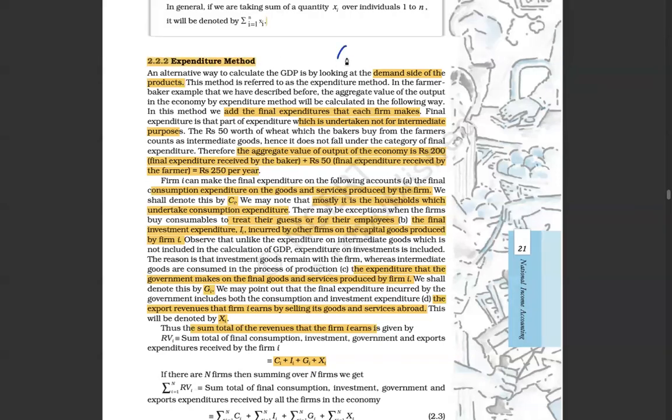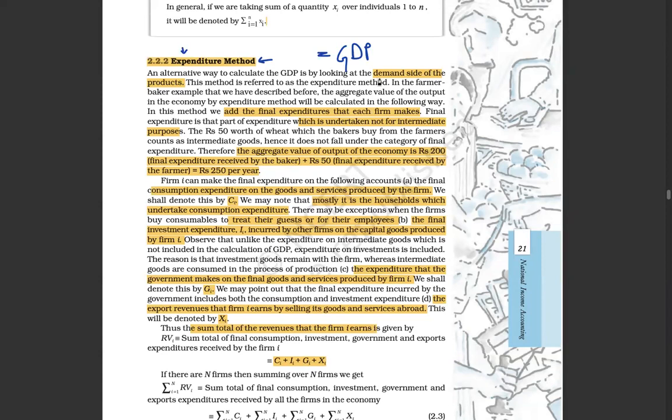So since we're talking about GDP calculation and here the method name is expenditure method, the basic idea that you can try to decipher by reading the name itself is that we'll be totaling the entire expenditure being done in the economy in order to get the final value of GDP.